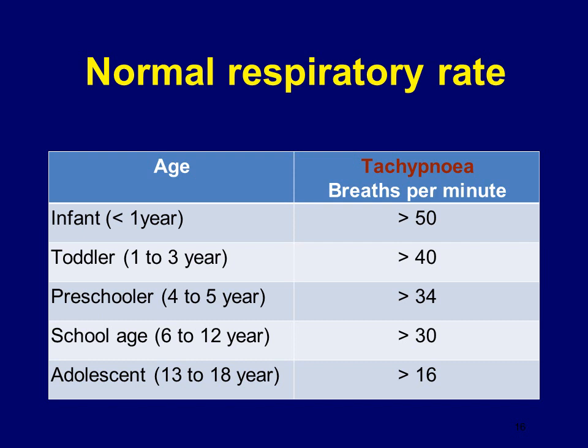In infants less than 1 year, tachypnea is defined as respiratory rate more than 50. In toddlers 1 to 3 years old, more than 40. In preschoolers 1 to 5 years old, more than 34. In school age 6 to 12 years old, more than 30. And in adolescents 13 to 18 years old, more than 16 breaths per minute.